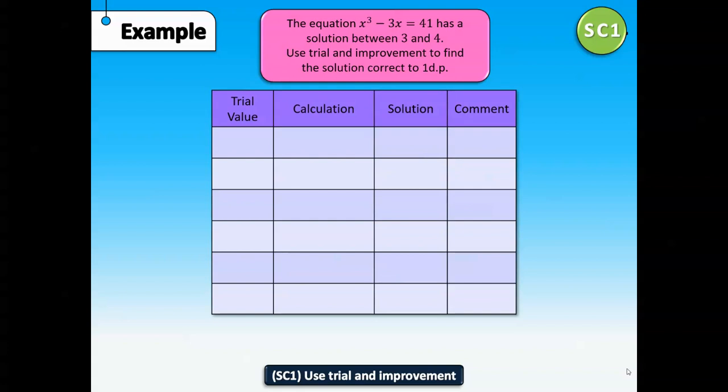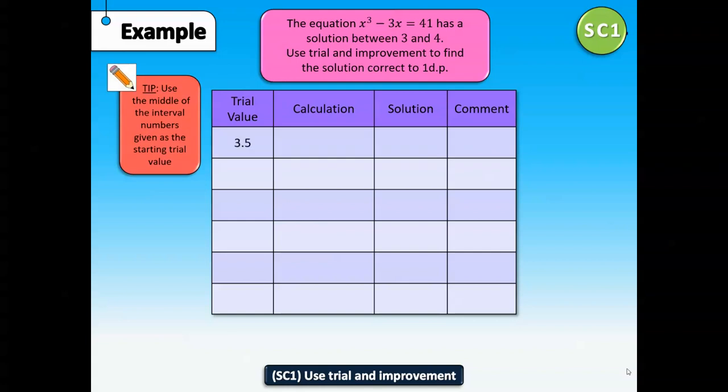So let's start by trying a number in between 3 and 4. The number directly in between 3 and 4 is 3.5. So we substitute that into our equation, and we want to get an answer that's as close to 41 as possible. So the answer to 3.5 cubed minus 3 times 3.5 is 32.375. So this is below 41. So 3.5 is too small.